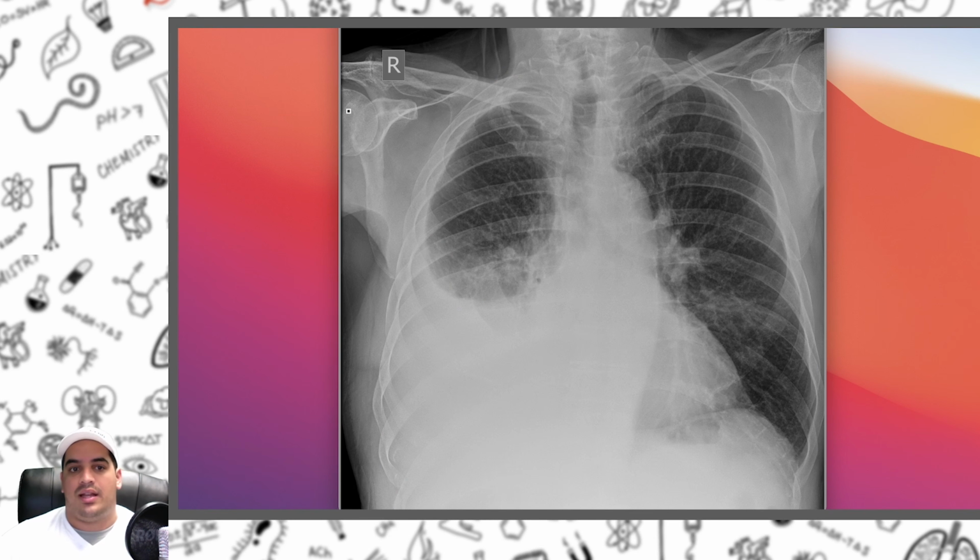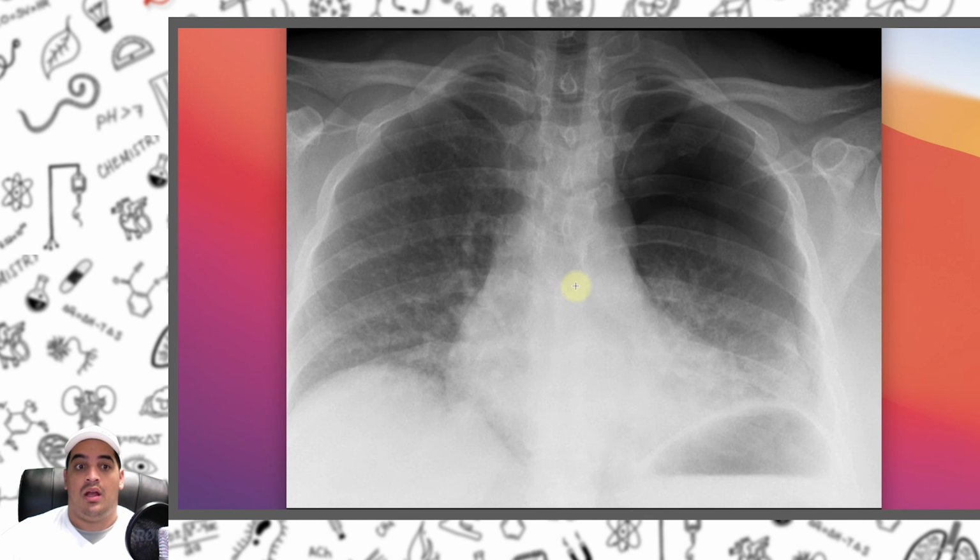Now, let's take a look at the next thing, which would be a pneumothorax. All right, so we take a look here at this chest x-ray. We have a patient who we suspect has some type of pleural disease. We get a chest x-ray, we take a look here.